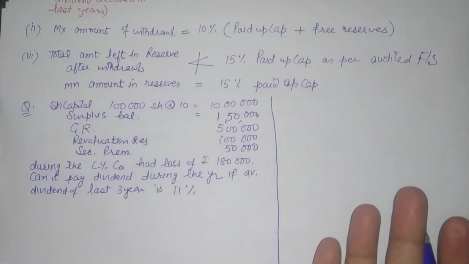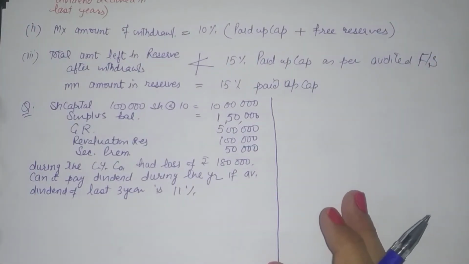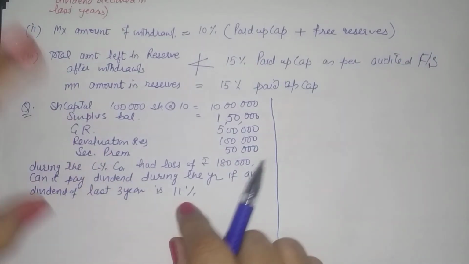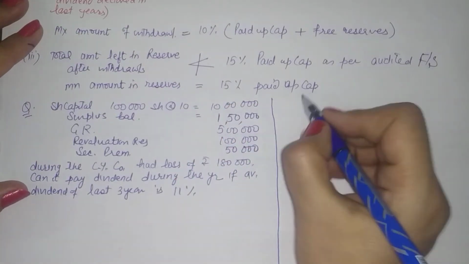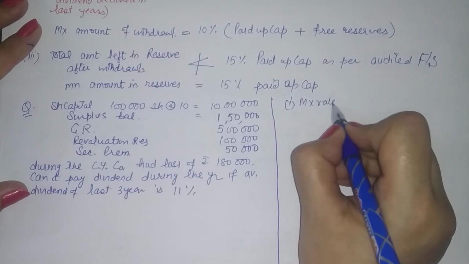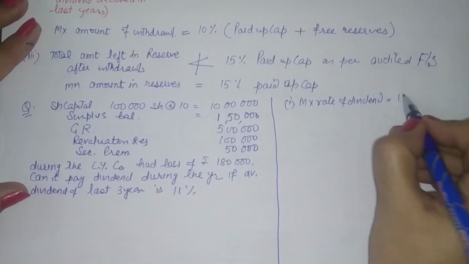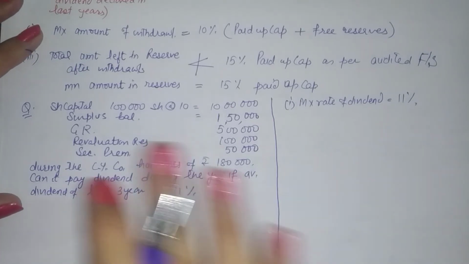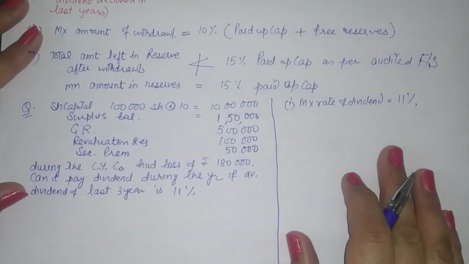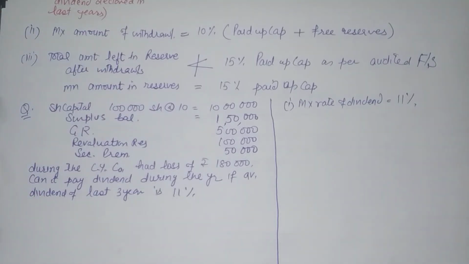So we'll have to check the conditions. Let us first consider the amount of dividend. It is 11%, so we'll consider it on the capital. The first condition is the maximum rate of dividend. So the maximum rate of dividend is 11%. So a company in such a situation can offer at the maximum 11% dividend. So if nothing else is given, we can assume 11%.